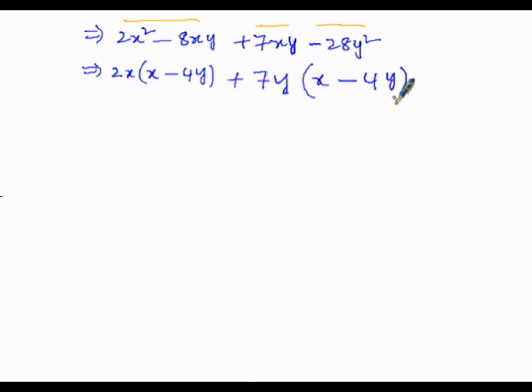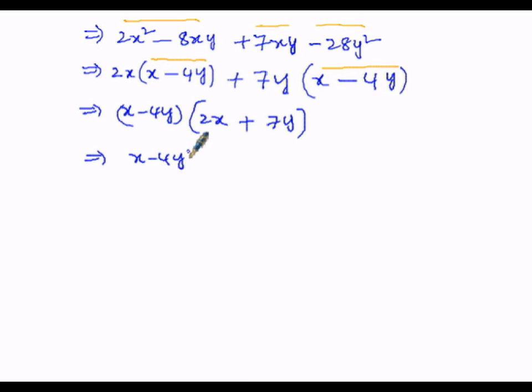Whereas in these two terms, here x minus 4y and here x minus 4y is common in both the terms. When x minus 4y is taken out as common in the next logical step, just 2x is left over within the bracket plus, whereas in the second term, x minus 4y is taken out as common, so just 7y is left over. In this manner, we got x minus 4y as the first factor and 2x plus 7y as the next factor.